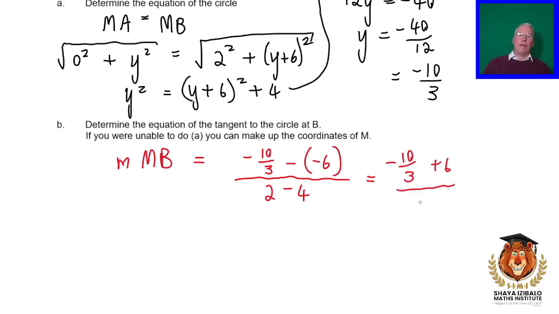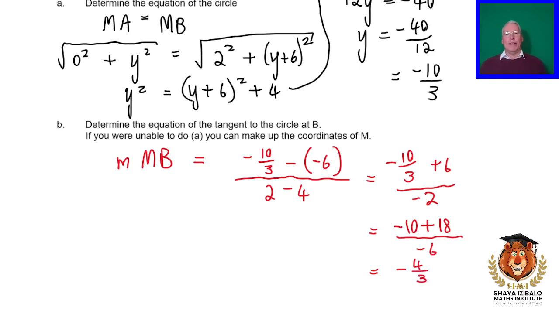And on the bottom, we've got negative 2. Let's multiply the top and the bottom of this fraction by 3. The reason is that it will get rid of the triple-decker fraction that we've got. So if we multiply this whole top by 3, we get negative 10 plus 18. And if we multiply the bottom by 3, we get negative 6. So we've now got 8 over negative 6, or negative 4 over 3.